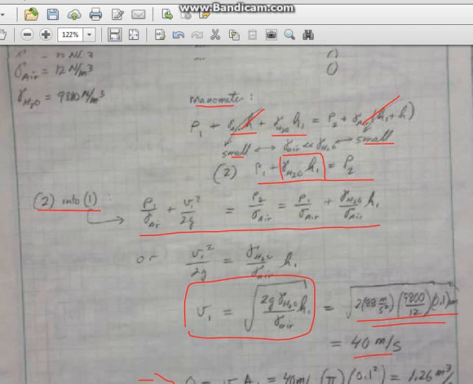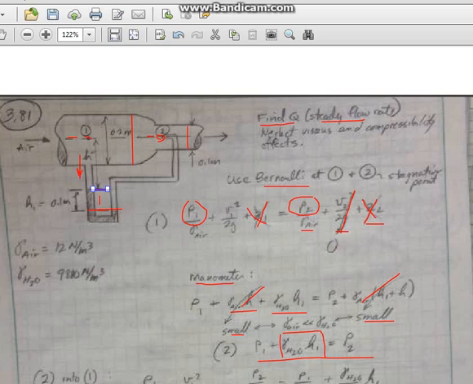So let's walk through that one more time. First, we set up Bernoulli, going from 1 to 2. Then we use the manometer because our Bernoulli equation leaves us with one equation and two unknowns. We don't know the pressure at those two places, but we can find out the pressure in terms of the manometer.